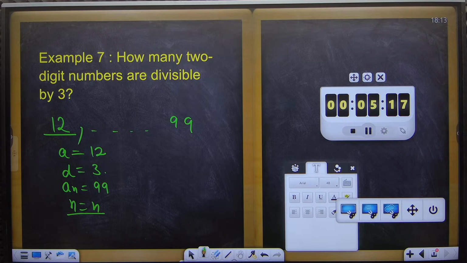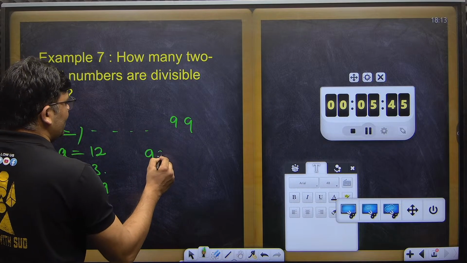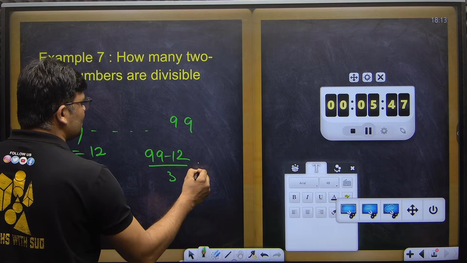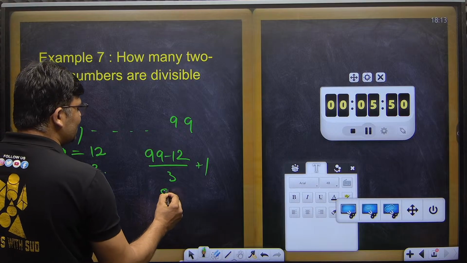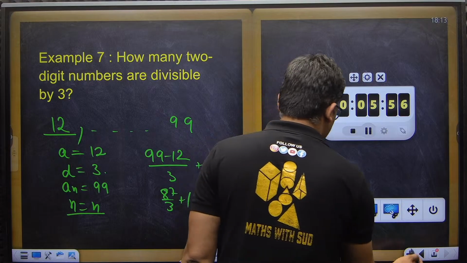30. Okay, everybody, 30, correct? Very good. Wonderful. So let me also check. 99 minus 12, divided by 3, plus 1. So this is going to be 87 by 3, which is 29, plus 1 is 30. Wonderful, beta. Very well done.